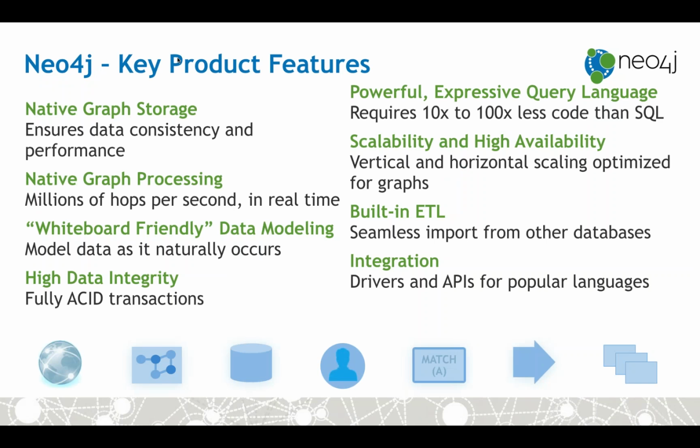Let's look at some of the other product features of Neo4j. So one is native graph storage. This just means that we're storing the data as a graph, and this is what enables us to have native graph processing, so that when we're querying the graph, we can do millions of traversals per second per core on your machine in real time. We talked about this whiteboard-friendly data model, so that we're storing the data as a graph. We're using the data model when we implement our application, the same model that we're using to think about our data. One thing that I didn't mention yet is that unlike other NoSQL databases, Neo4j has fully ACID transactions.